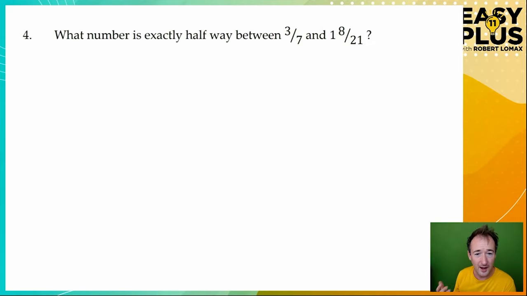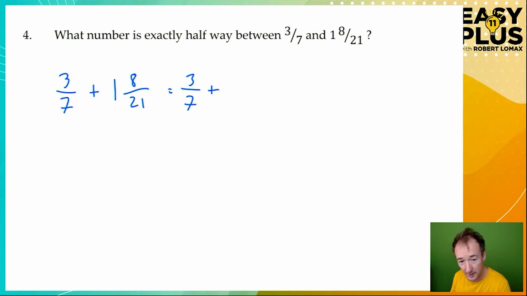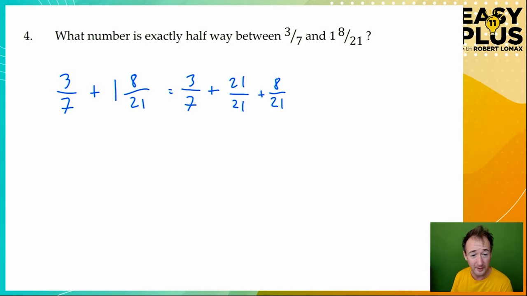Well, you could add 3/7 and 8/21 and then add 1 to that. Personally, when I'm dealing with fractions, I always prefer to get rid of any integers such as 1 and just have everything as a fraction. So let's write out our problem. Now 1 is 3 divided by 3 or 5 divided by 5 or 21 divided by 21. So 1 and 8/21 is the same as 21/21 plus 8/21, which is, and 3/7, well, 7 goes into 21 three times, so 3/7 is 9/21.